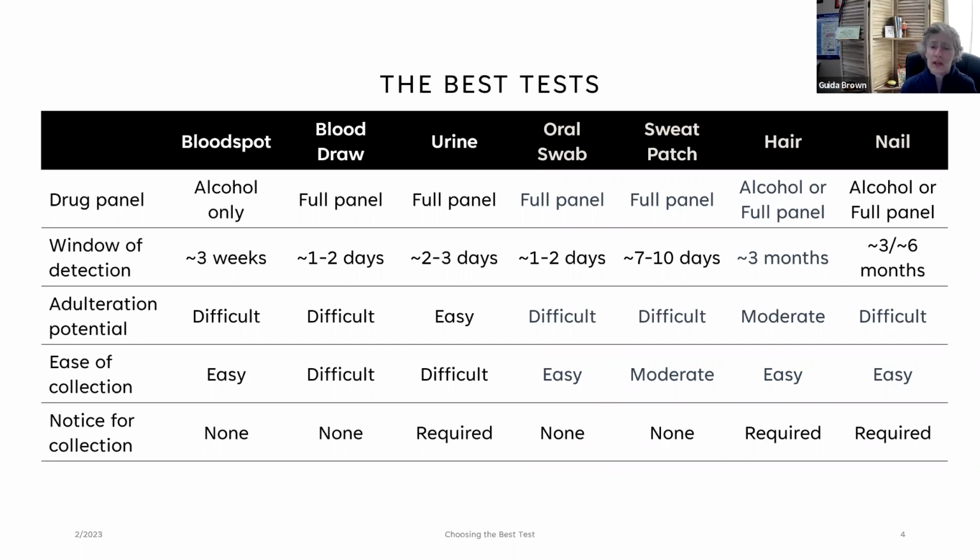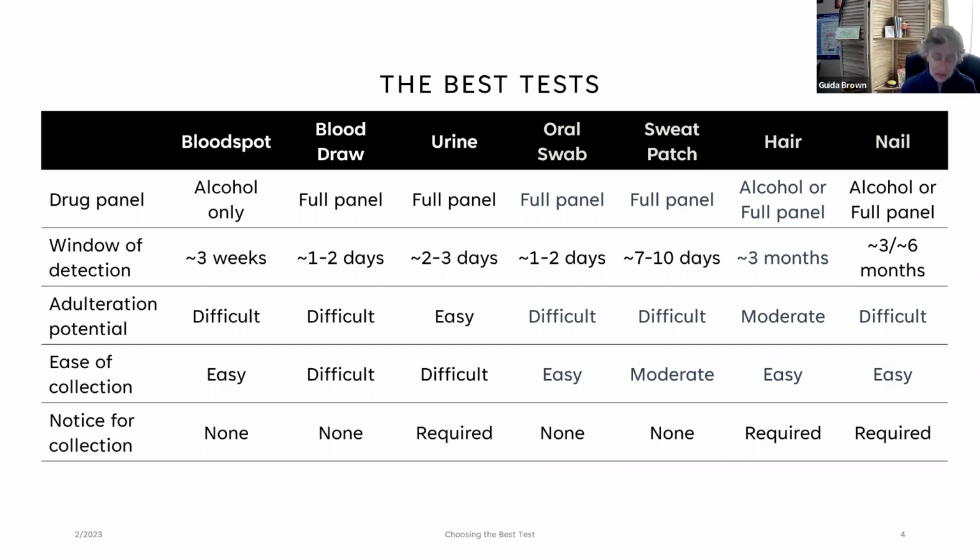An oral swab, we can also do an oral swab for a full panel of drugs, alcohol and other drugs of abuse. Again, that window of detection is pretty short, 1 to 2 days. So we know within the last 2 days whether or not somebody was using substances. Very hard to adulterate that because of the process, just swabbing somebody's mouth. Collection is easy, and again, no notice is required for collection.